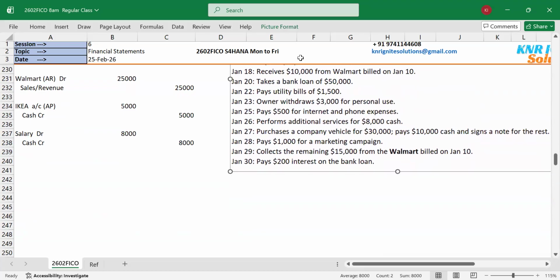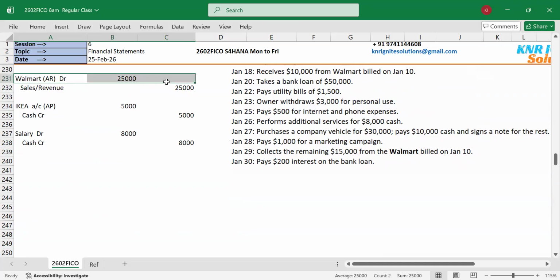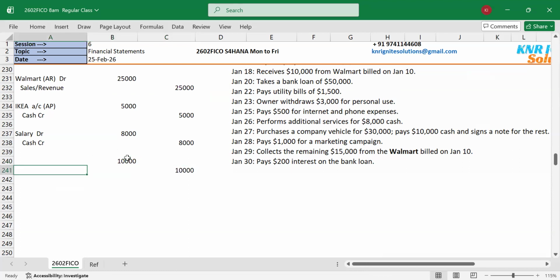Next one: receives 10,000 from Walmart, which we billed earlier. See, 25,000 is what we are supposed to receive as accounts receivable from a customer called Walmart. Now they are paying a partial amount of 10,000 out of 25,000. Similarly to the previous transaction, we need to credit Walmart, and as we are receiving cash, debit what comes in. This is what I write. Is that clear for everyone? I hope you are able to follow me.